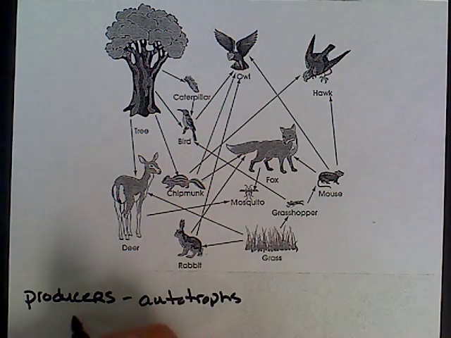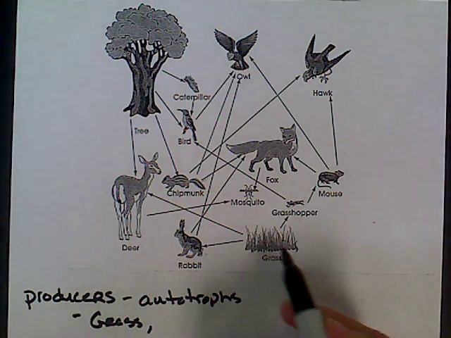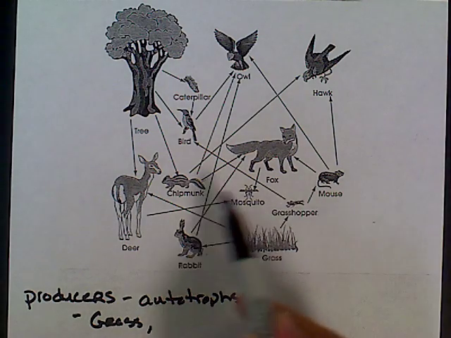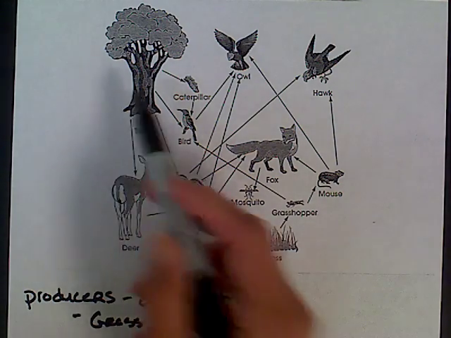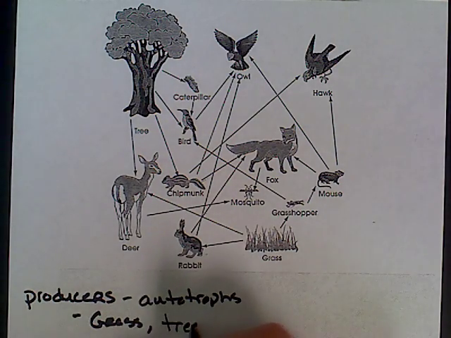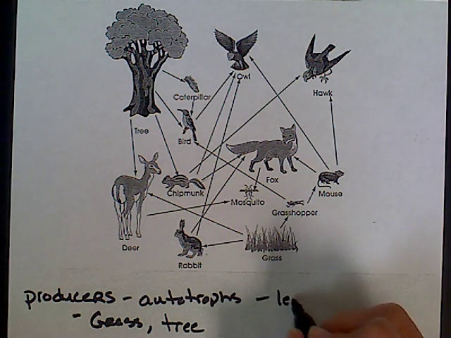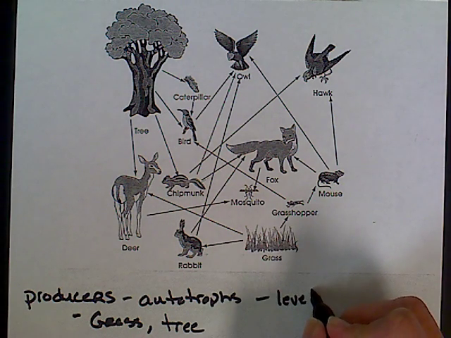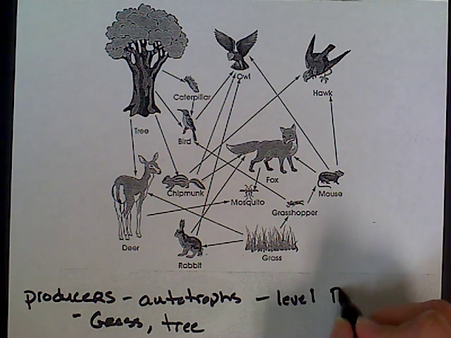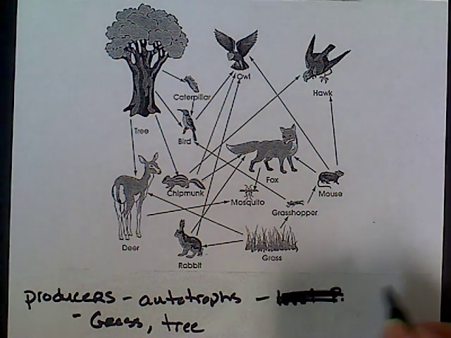And in this picture, what are some of the producers? We have grass. Any other producers that you see in here? Oh, I see a tree. That is definitely a producer. And those are not only producers, but those are our level 1 producers. Okay? So we have that.